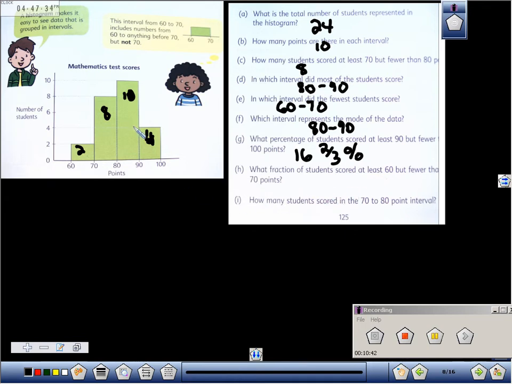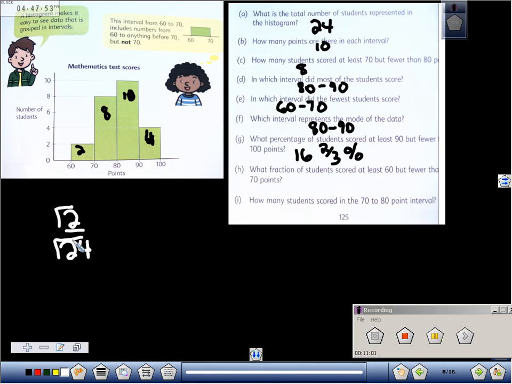Okay, what fraction of students scored at least 60 but fewer than 70 points? So they want this one as a fraction. They got at least 60 but fewer than 70. And that's going to be 2 students scored at least 60 but fewer than 70, and that's 2 out of 24. We can reduce this. Never leave a fraction just like this. We always leave it in its simplest form. Divide by 2, divide by 2.